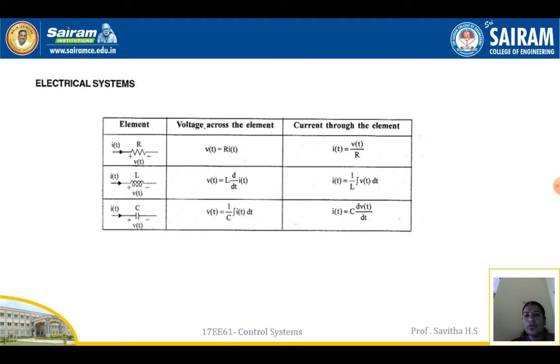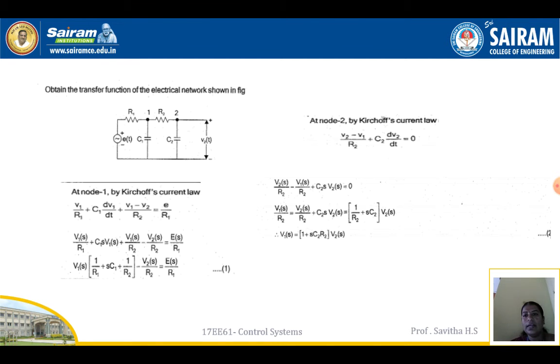So V of t is equal to L into d by dt of I of t, and I of t is equal to 1 by L integration of V of t into dt. The next element is capacitor. So voltage across the capacitor, V of t, is equal to 1 by C integration of I of t into dt, and I of t is equal to C into dV of t by dt. So we'll consider an example.